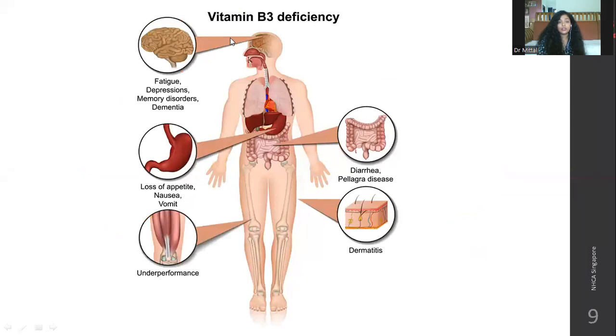So deficiency, these are the symptoms which you can see. Over a period of time, when niacin deficiency is left unaddressed, it leads to pellagra. We will see pellagra later, but before that, certain symptoms take place at the central nervous system level: fatigue, depression, memory disorders, dementia. At the GI system, loss of appetite, nausea, vomiting.